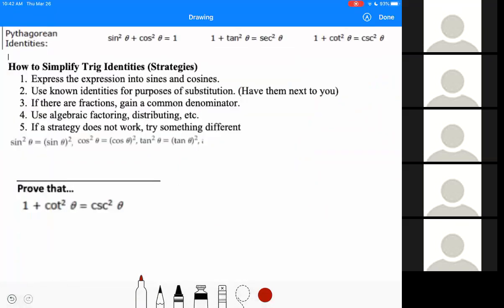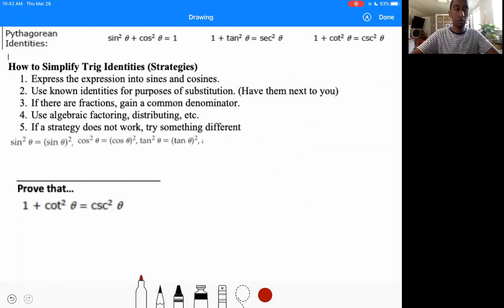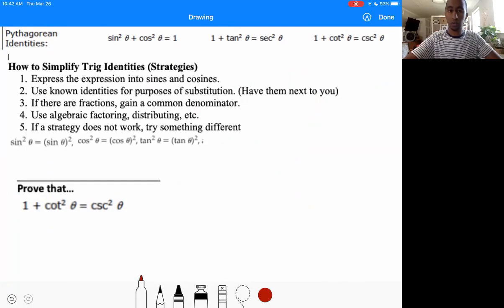Let's jump into simplifying. With simplifying, there are some basic strategies. I like to think about this as a puzzle, and you want to try different things to make the puzzle work. Sometimes you need to start back over, so these are just some tips. Number 1, it's helpful to express the expression in terms of sine and cosine, like what we did at the beginning, where we expressed that in terms of sine and cosine.